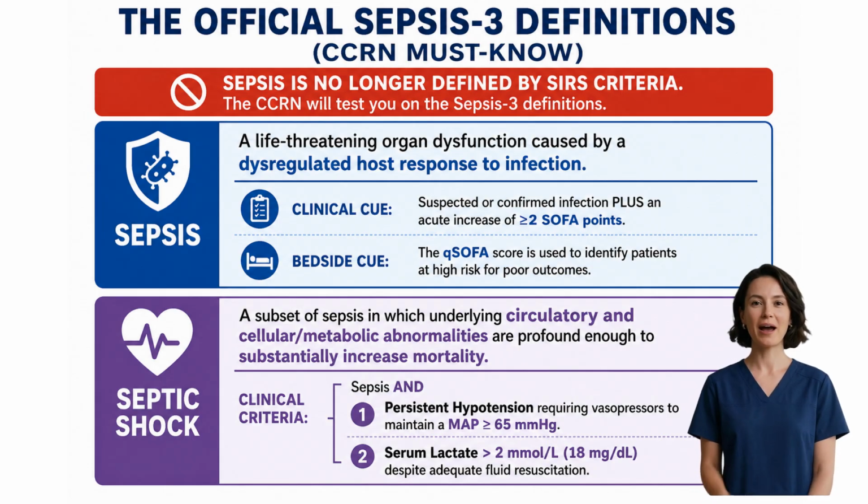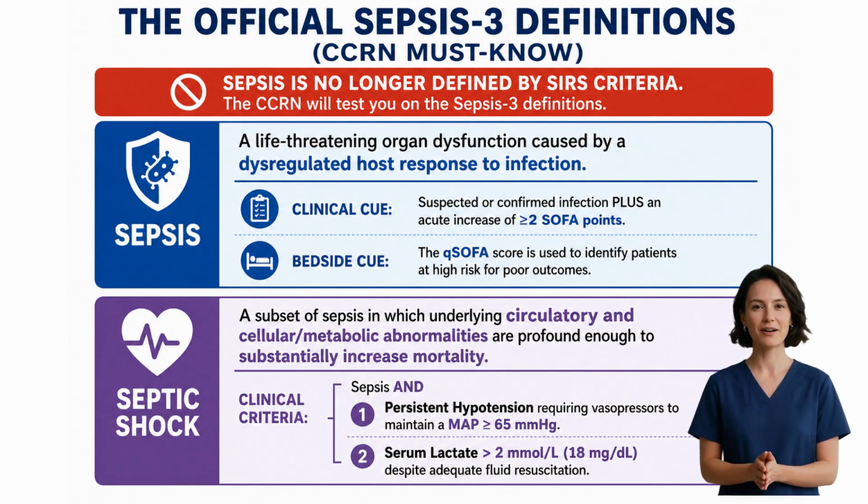First things first, we have to be using the right definitions. The old SIRS criteria are gone. The CCRN will test you on the current Sepsis 3 definitions. Sepsis is now defined as a life-threatening organ dysfunction caused by a dysregulated host response to infection. Clinically, this means you have a patient with a suspected infection plus an acute increase in their SOFA score of 2 or more points. Septic shock is a more severe subset.